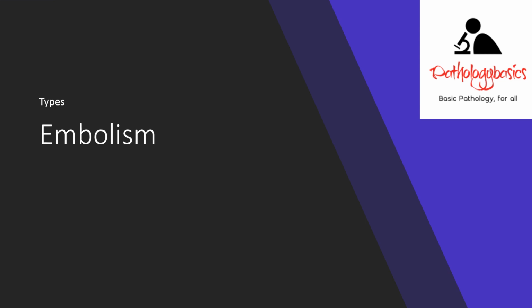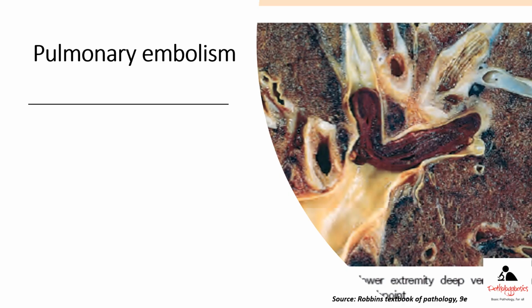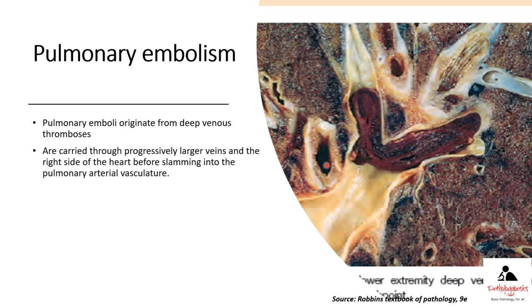So what are the types of emboli? Let's start with the first one, which is pulmonary embolism. Pulmonary, as the name suggests, is an embolus lodging in the lung, or rather the lung vessels. The emboli chiefly originate from deep vein thrombosis. They are carried through larger veins and first enter the right side of the heart. From the right side of the heart, they go to the lungs in the pulmonary vasculature.